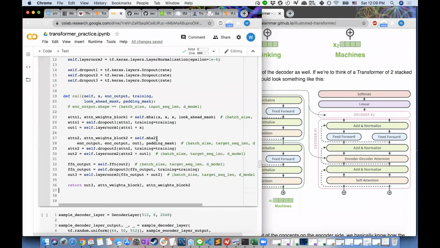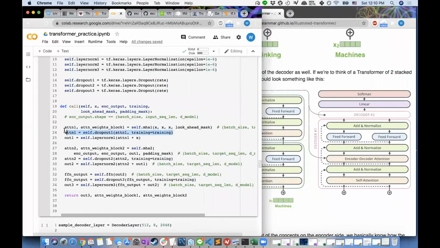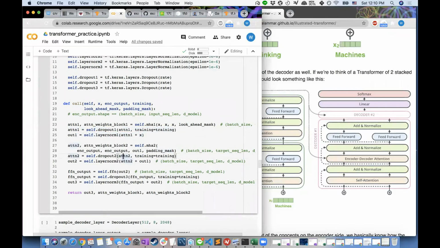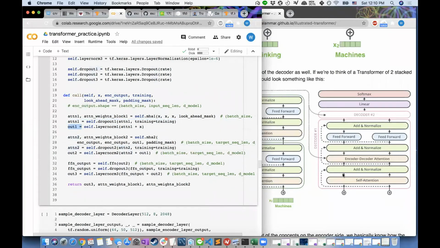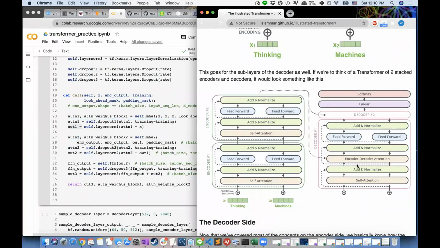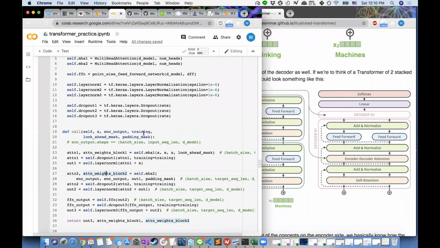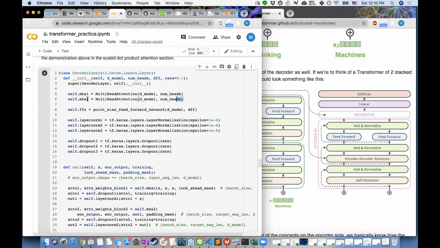Okay, so then we have one dropout, the first dropout, okay? We pass in the ATTN1 to here, and again, we're in the training mode. So passing the self.drop1, and we do layer normalization here, right? Add and layer norm, okay? And you have output 1. So after this is output 1, right? So like cutting this off, that's this out 1. Okay, ATTN2, attention weights block 2, and we're calling this self.mha2 right here.